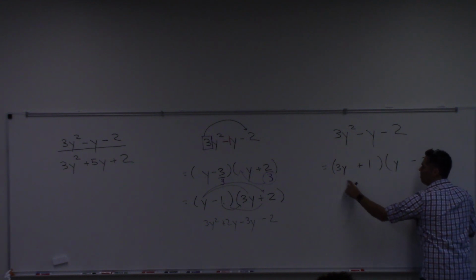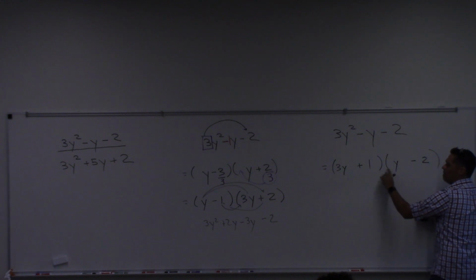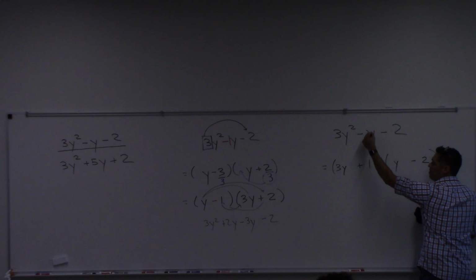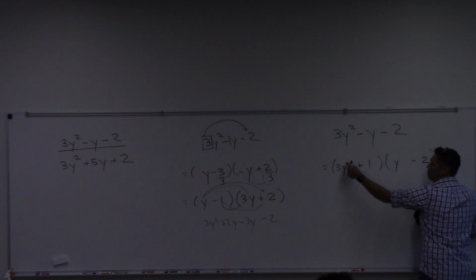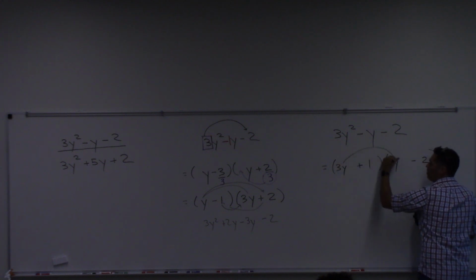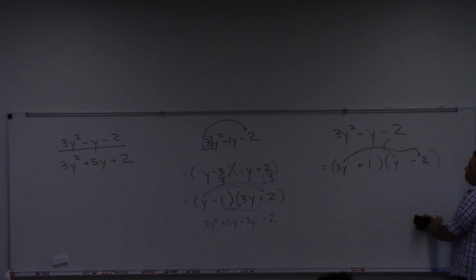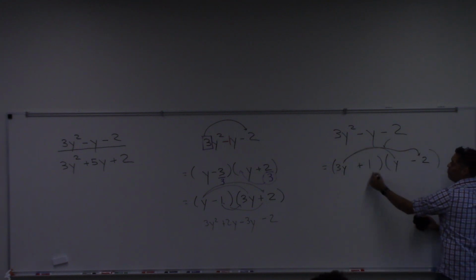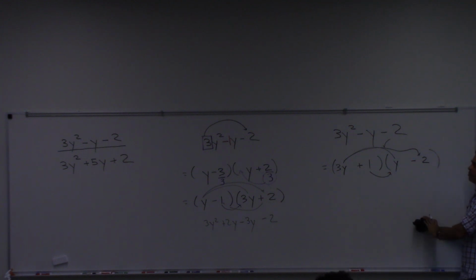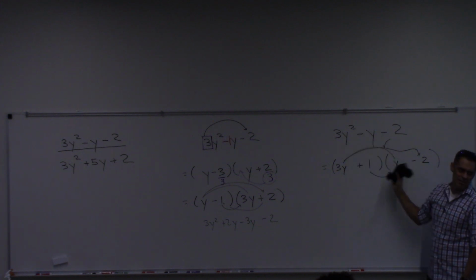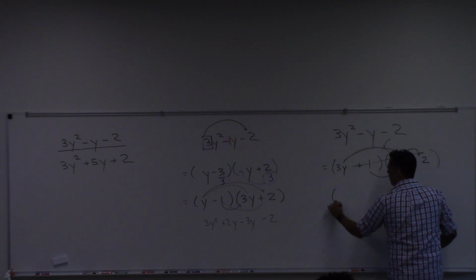So here to here gives me 3y squared. Here to here gives me the minus 2. So the question is, will the middle work? If I do FOIL, here to here would give me negative 6y, and then this would give me plus y. Negative 6y plus y would be negative 5y, and that's not what I want, right? So that doesn't work. So then I try again.